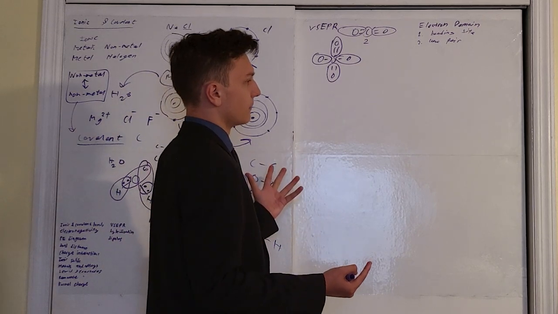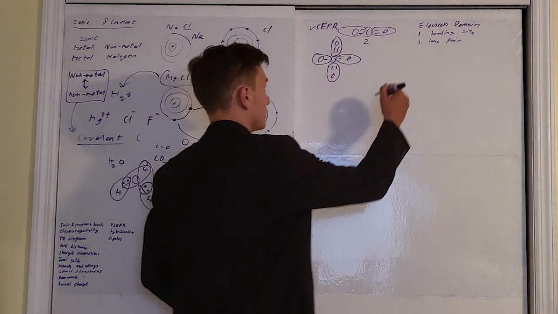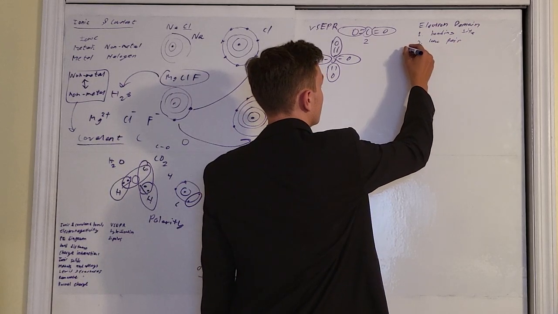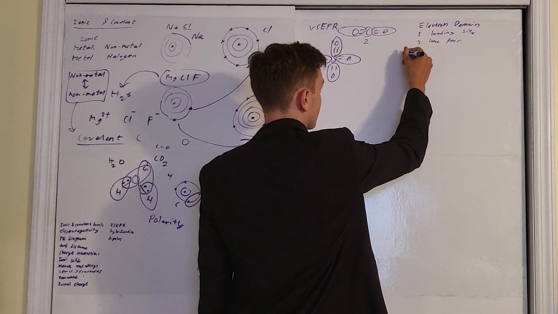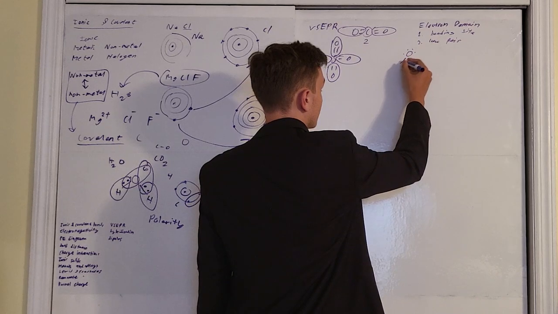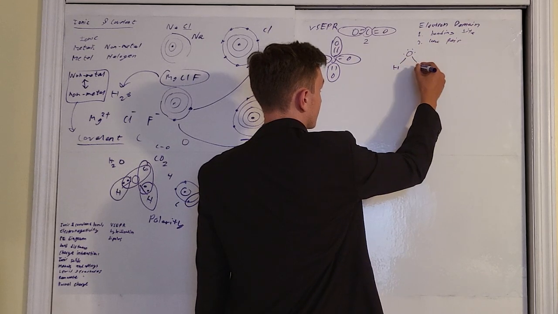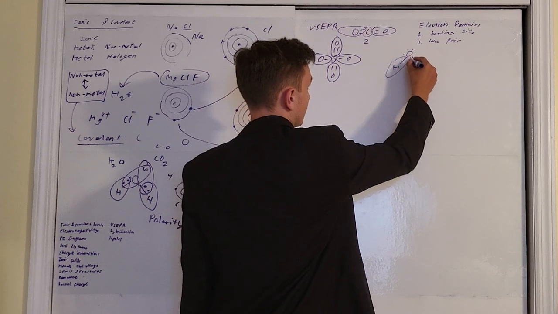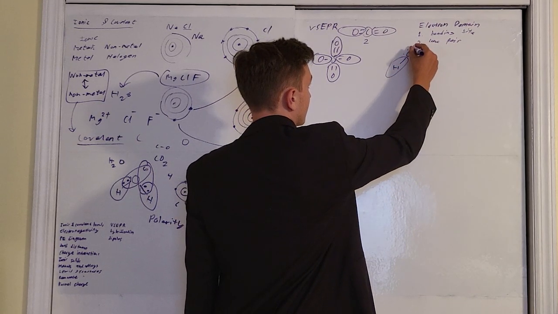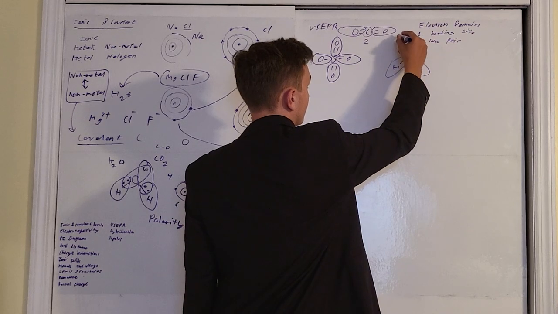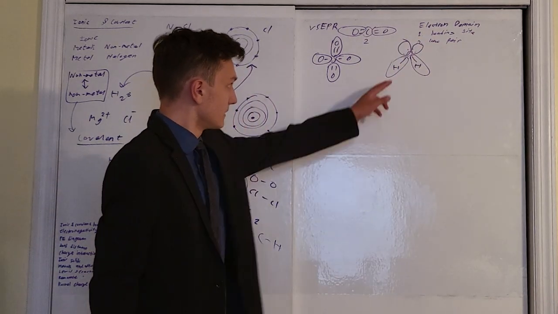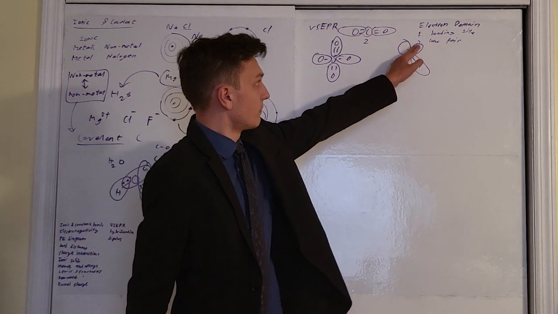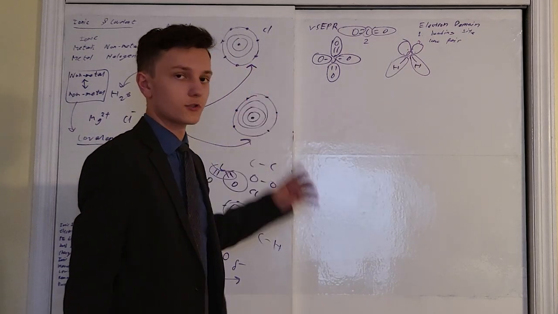So let me give you an example with lone pairs in it. H2O. O has six valence electrons, so it's got two lone pairs and two electrons participating in bonding. So it's got an electron domain here, an electron domain there, an electron domain here, and an electron domain there. Two bonding sites and two lone pairs. It has four electron domains.